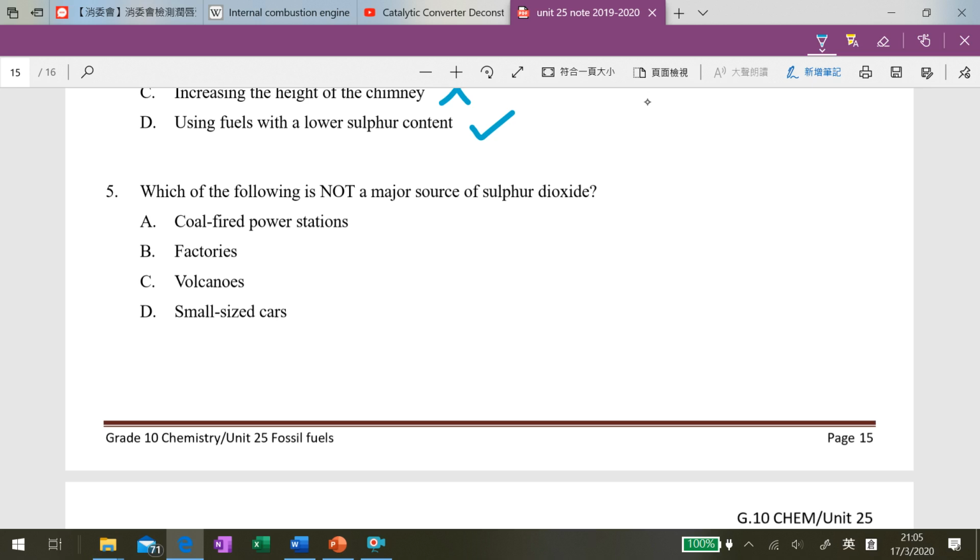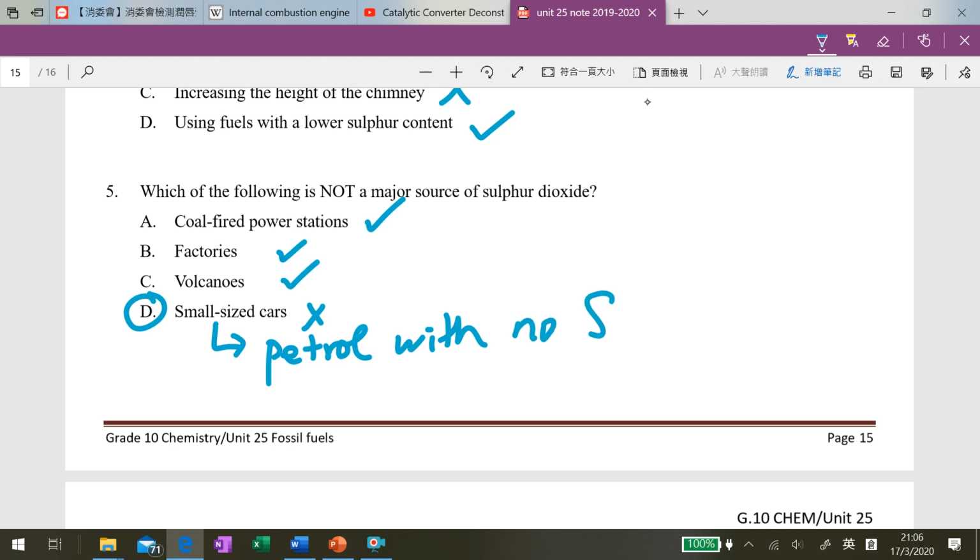Last question. Which of the following is not a major source of sulfur dioxide? A coal-fired power station is yes. And then factories, yes. Volcanoes also produce quite a lot of sulfur dioxide. This is new to you, right? But small cars, because they use petrol, it's no. Because petrol has no sulfur, or very little, we can assume no. So that's the end of the second video. Please make sure your notes are tidy.